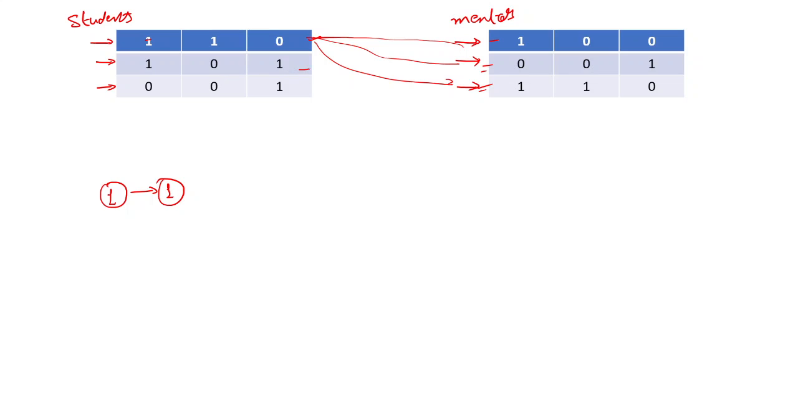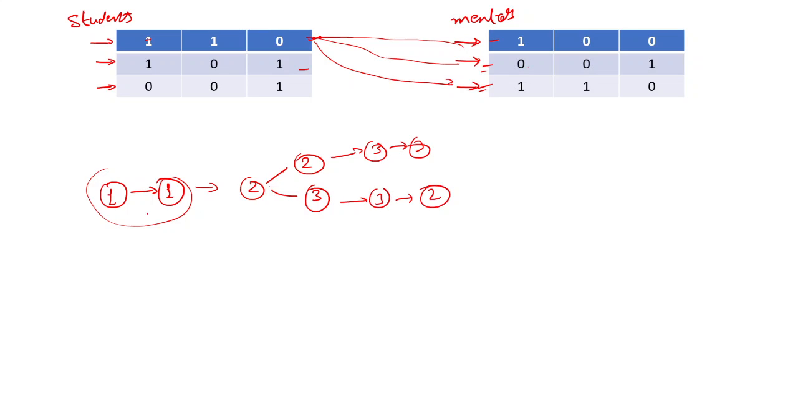Now student 2 can come and pick either 2 or 3. So student 1 can check 1 to 3, and then student 2 can check 2 or 3. If 2 has taken 2, then 3 has only 3 left, and if 2 has taken 3, 3 is left with 2. So this way we can see there can be multiple possibilities.